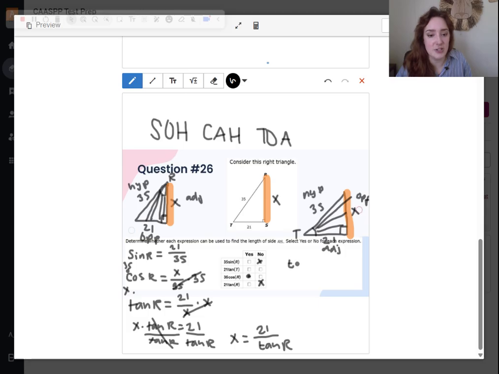All right, so tangent of T is equal to opposite over adjacent, TOA. So opposite X over adjacent, 35. We want to get X by itself. We're going to multiply both sides by 35. We would get X equals 35 tangent of T, which works.